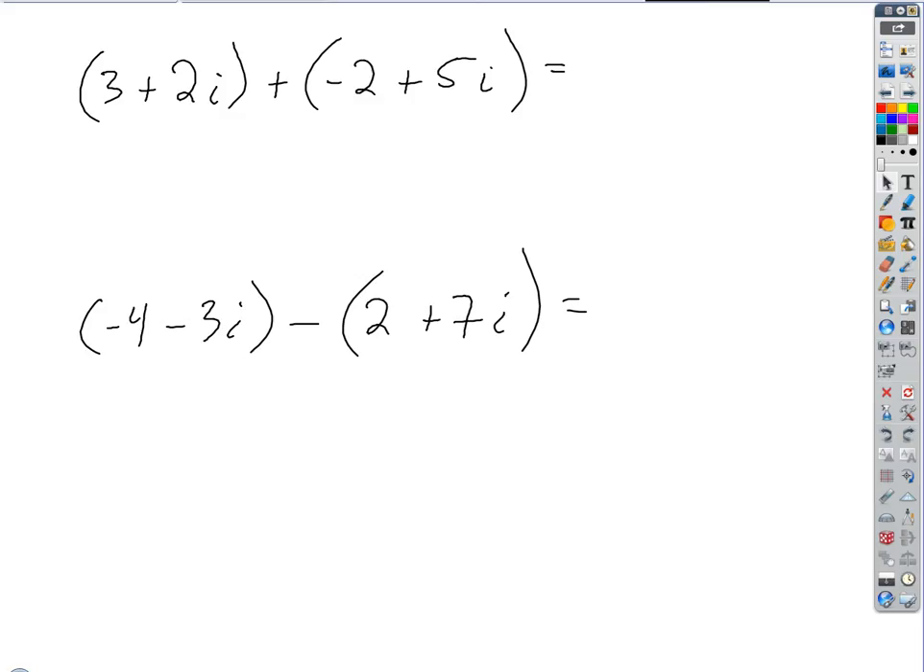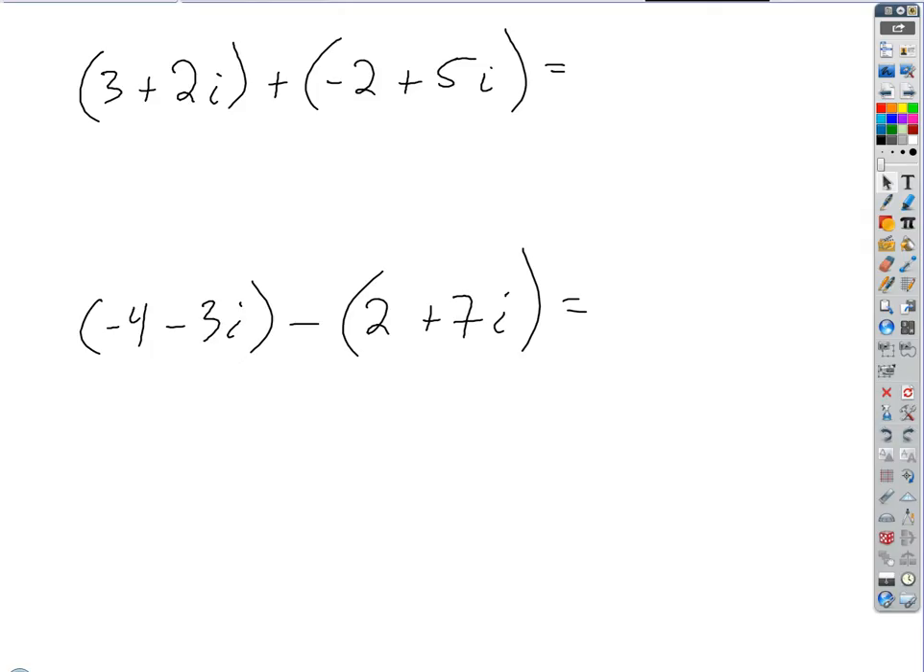Let's have a look at this. So we're just going to talk quickly about arithmetic with complex numbers. That's what section 2 of module 3 is about. Really simple. There's very little to this at all. All I want you to be able to do is add, subtract, multiply, and divide complex numbers.